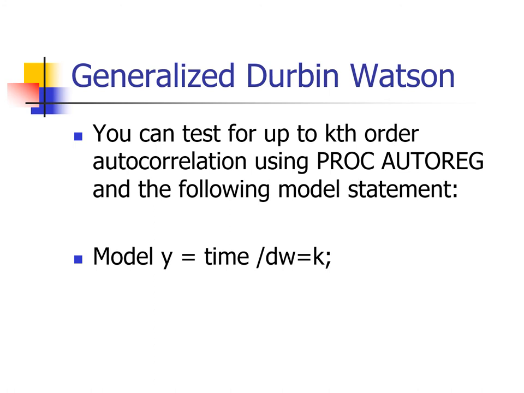We could actually generalize this. We could test for up to kth order autocorrelation using PROC AUTOREG. I think we've had some exposure to PROC AUTOREG in some previous classes or lectures. Using model y equals time, dw equals k, right? So maybe you think that the error today depends on the error yesterday. Maybe the error today you think depends on the error 4 time periods back. You can do dw equals 4.